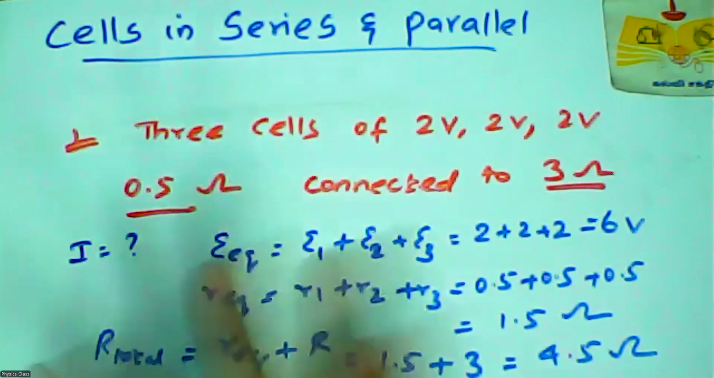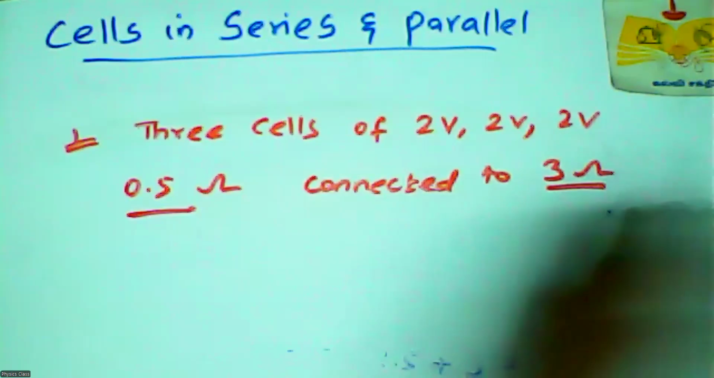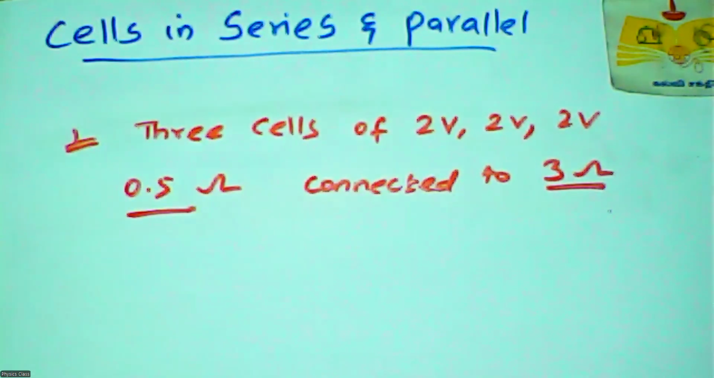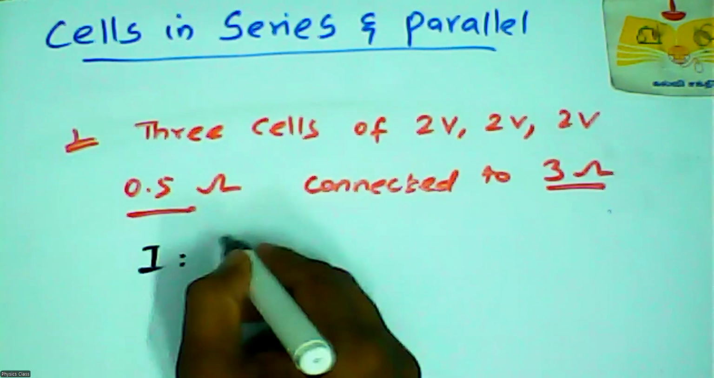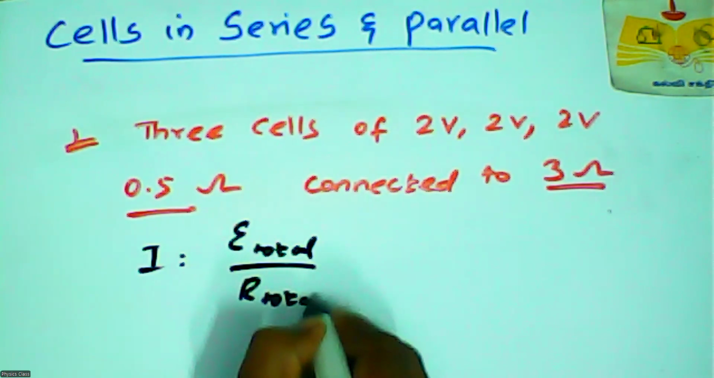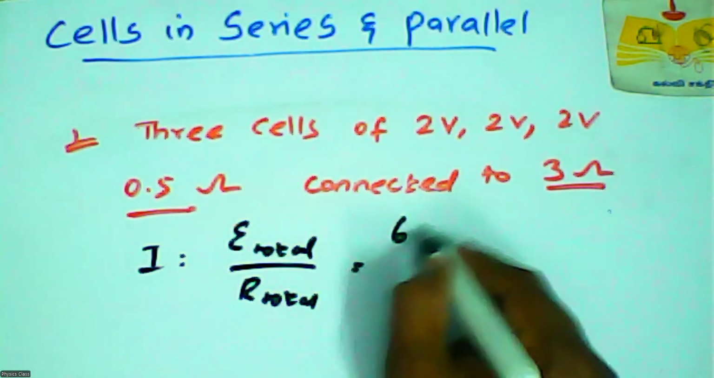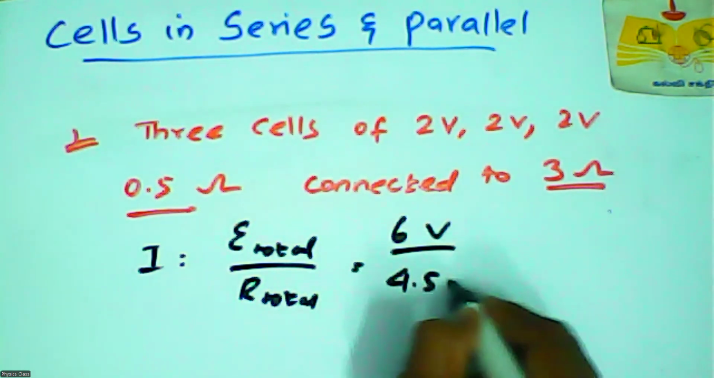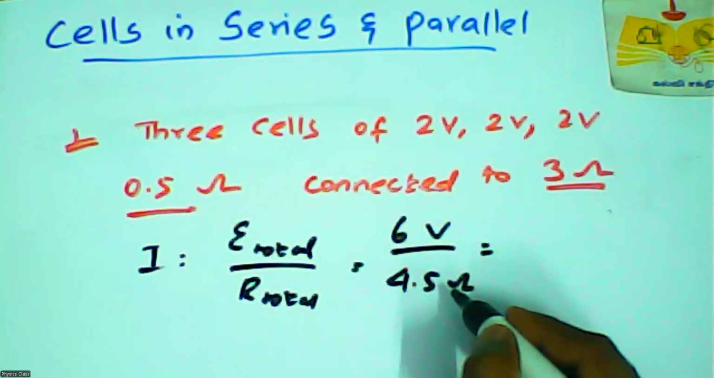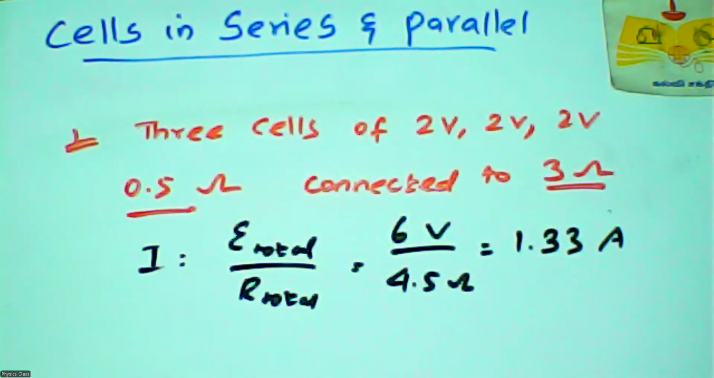Okay. So we have a total EMF and total resistance. Then the formula for current, already I told you, I is equal to total EMF by total resistance. Total EMF, we have 6 volt, by 4.5 ohm. So 6 by 4.5 gives 1.33 ampere, which is the current value for this problem. Okay, all right.